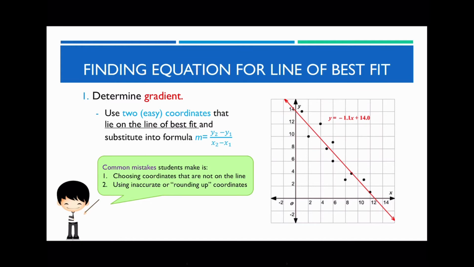Now, this over here might look confusing to you, but each of these values just represents coordinates. So x1 and y1 is one pair of coordinates, whereas x2 and y2 is another pair of coordinates, okay?